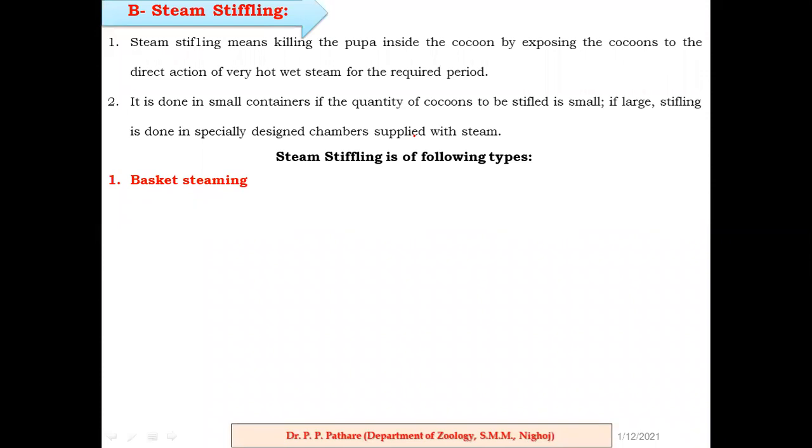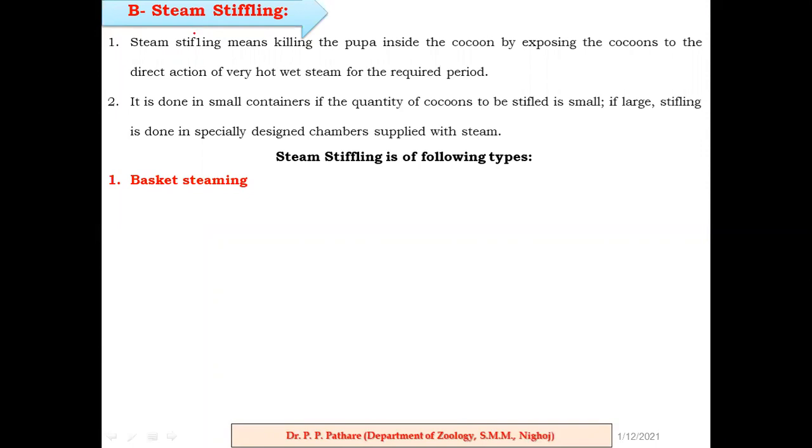Now, today I will start the next important point of today's lecture, that is types or methods of steam stippling. So let us start to study the types of stippling. In that, the first one is basket steaming. This is a type of steam stippling.